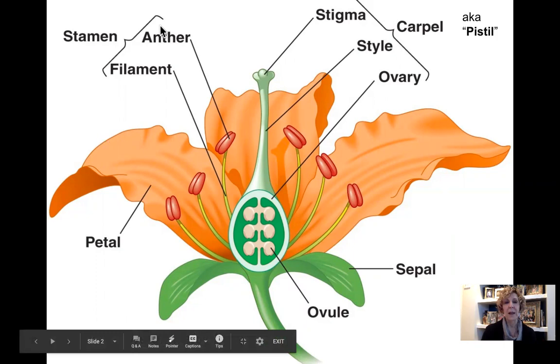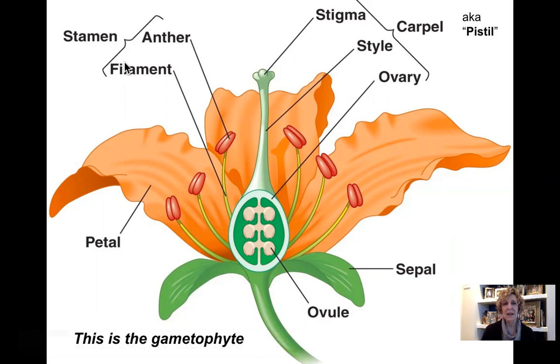So the male part of a flower is called the stamen, and it includes the anther and the filament. And the anther is where the pollen is produced, and that's the male gamete. And then this thing right here that looks kind of like a baseball bat is called a carpel. It's also called a pistil. And it has three parts: a sticky stigma, and then a stalk called a style, and then an ovary down here where the ovule or egg is produced.